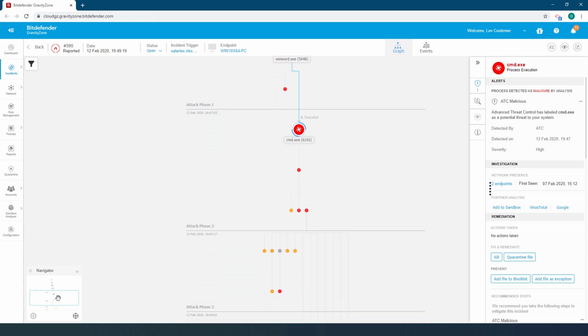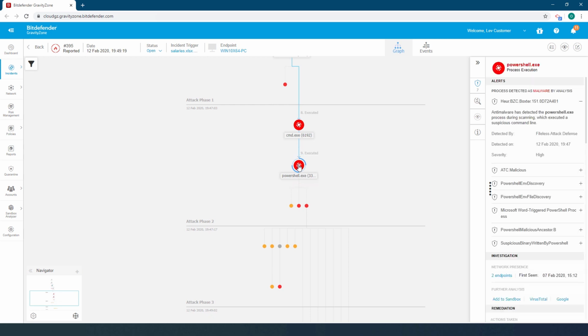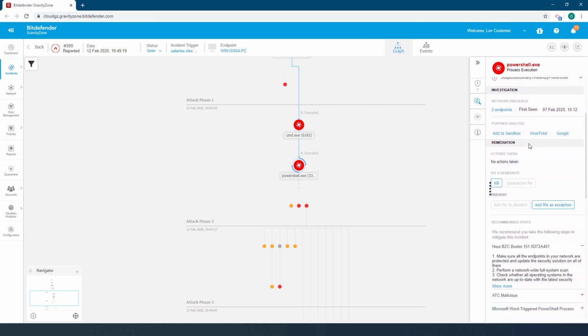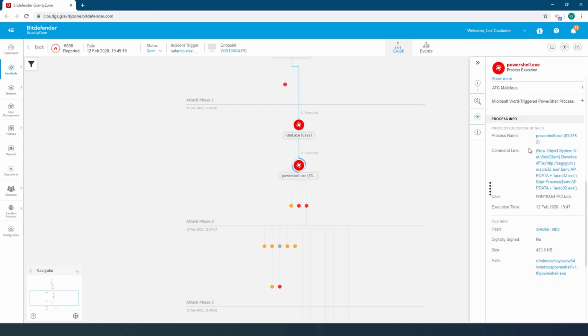Looking further in the attack, we see that command prompt triggered a PowerShell process to run and execute basically a malicious command line, which is why it was detected by our fileless attack defense module. Fileless attack defense looks at the code in memory and detects attacks that use scripting tools such as PowerShell or command prompt. It's important because most new ransomware or APT threats are now using fileless because it is difficult to detect by AV or anti-malware solutions.